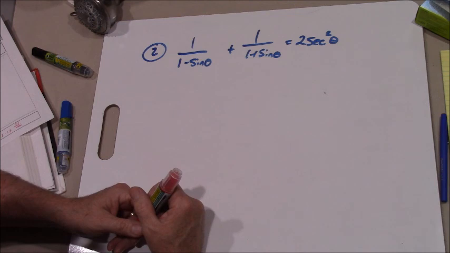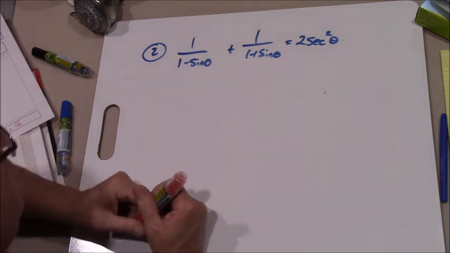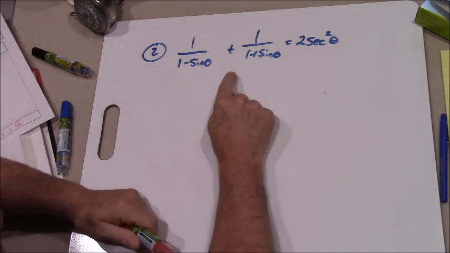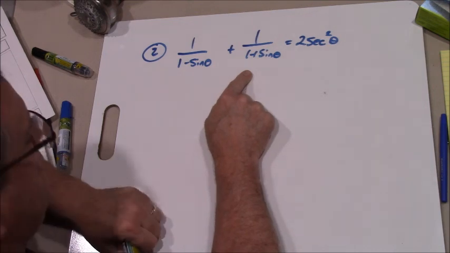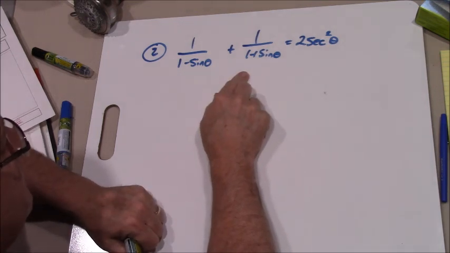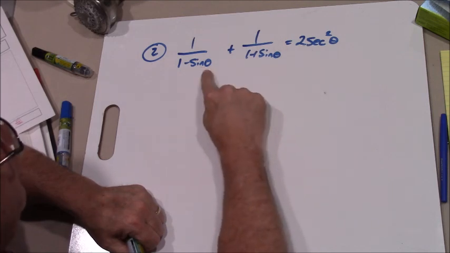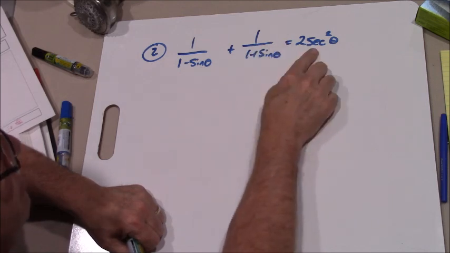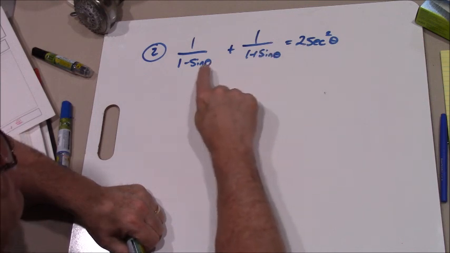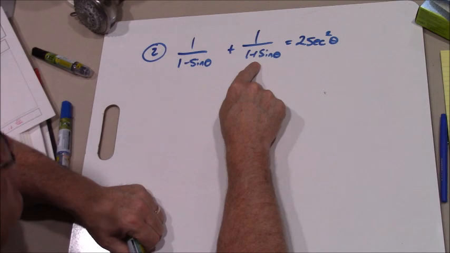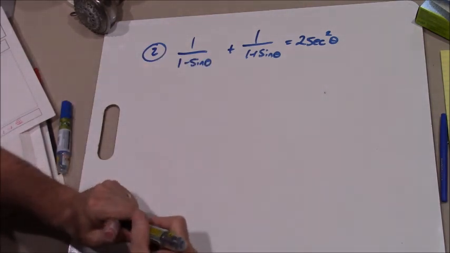You know, obviously this is the more complicated side, so I want to work with this one. I'm trying to make it look like that. And what I see is two fractions, but somehow at the end I get down to just one term. Well, the only way that's going to happen is if we get a common denominator and add these together. So let's go ahead and do that.